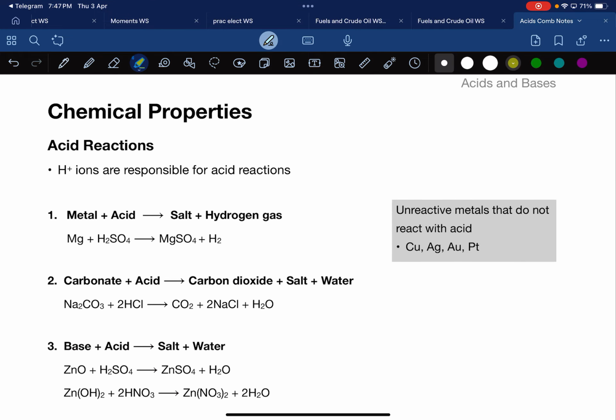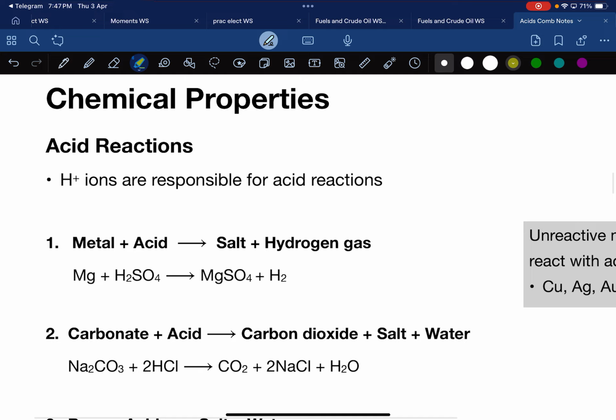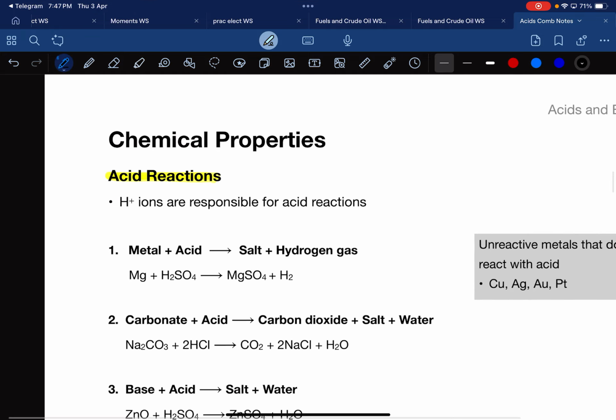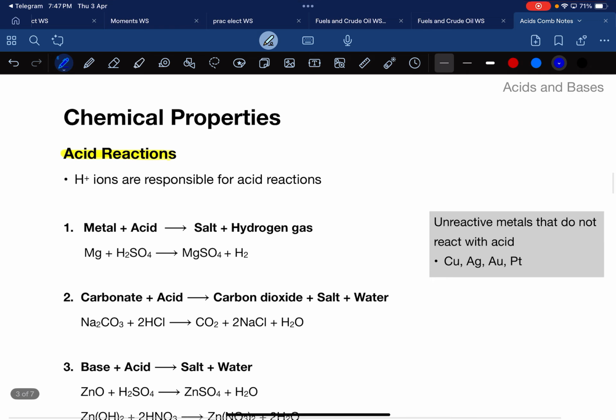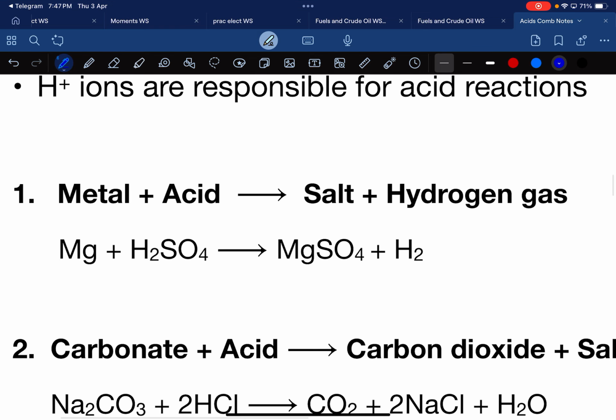Let's talk about chemical properties now. Physical properties, we will rely on that next time. Chemical properties is why we're here. We talk about the reactions that acids can undergo. Acids have 3 main reactions. Number 1 is reaction with a metal. Let's zoom in on this a little bit.